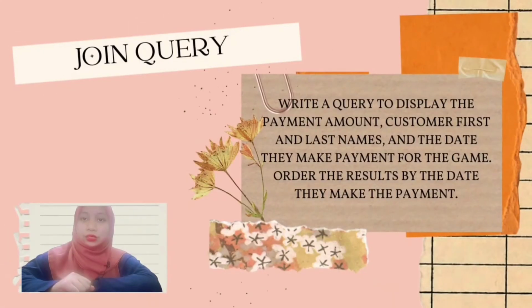The first question in join query that I'm going to show you is, write a query to display the payment amount, customer first and last names, and the date they make payment for the game. Order the result by the date they make the payment.